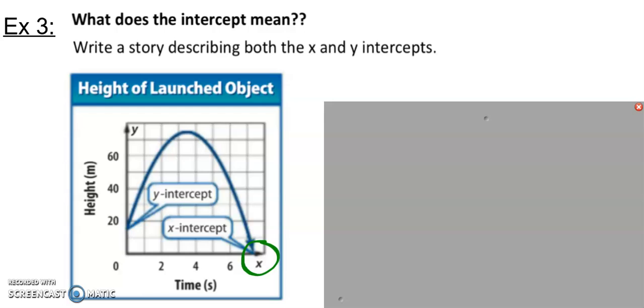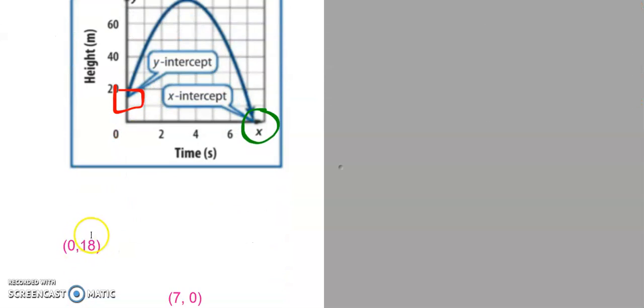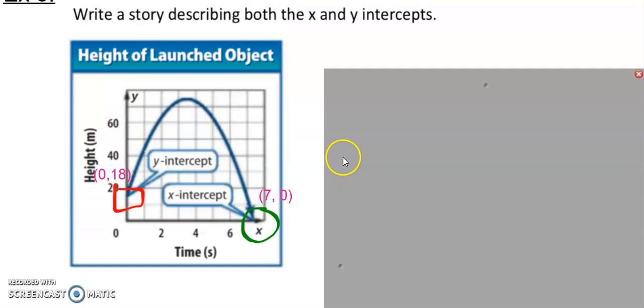And my y-intercept is here. It's a little bit under 20. I'm going to say that's 18. So my y-intercept, say 0, 18. My x-intercept, 7, 0.